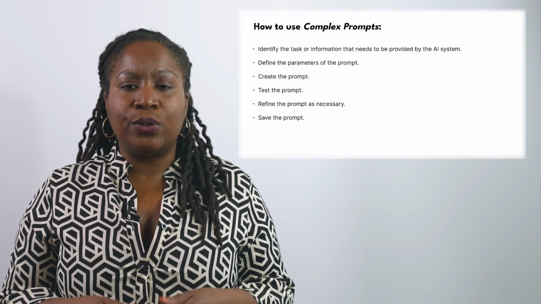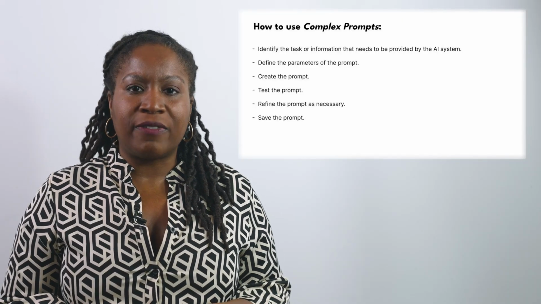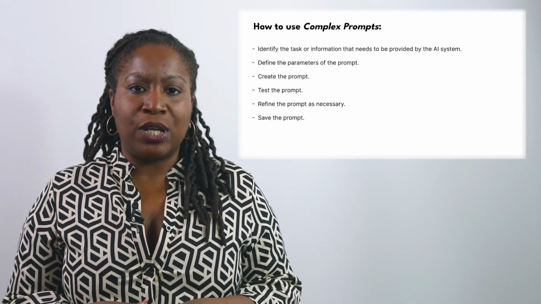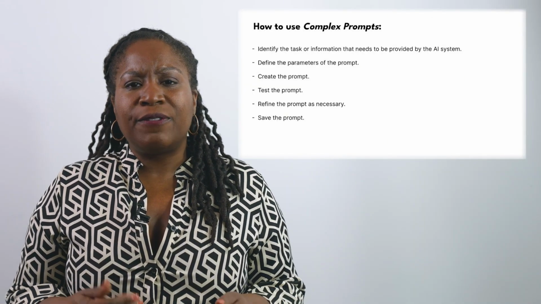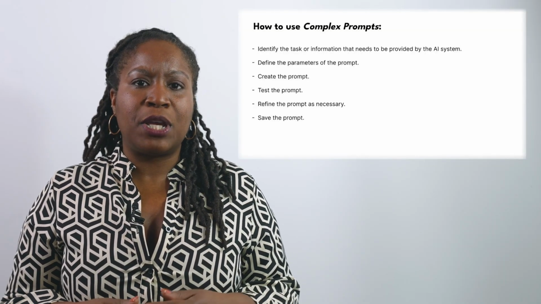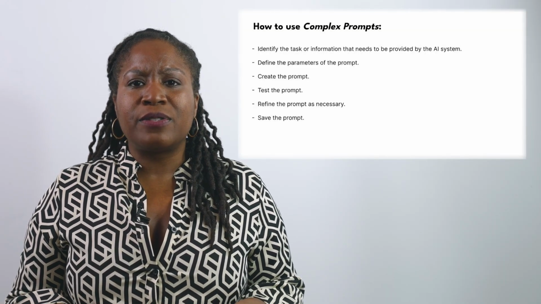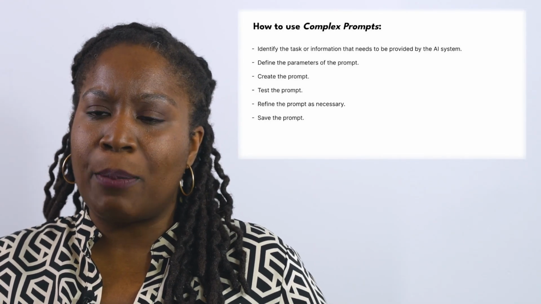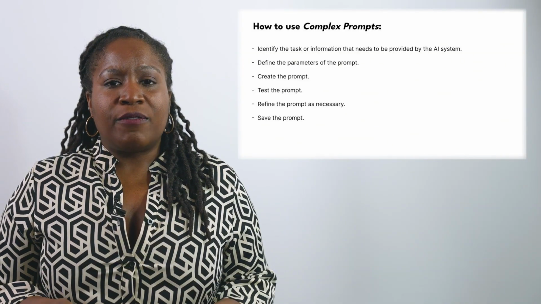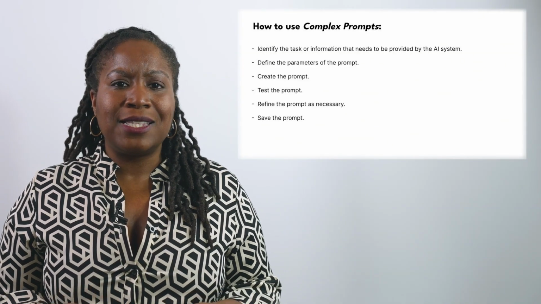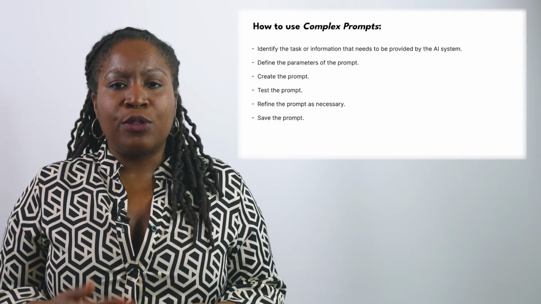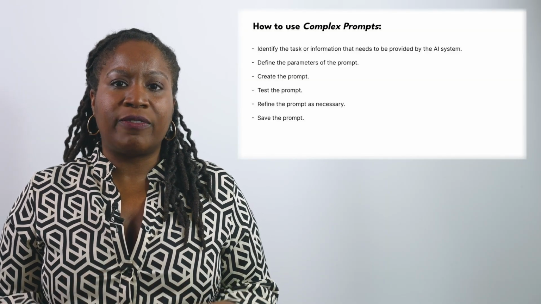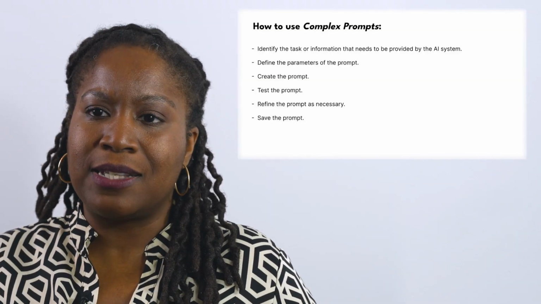These parameters include the type of information that needs to be provided, the format of the information, and any additional information that needs to be included. For example, if the prompt is to provide detailed information about a product, the parameters might include the product name, product category, and any additional information about the product. Once the parameters of the prompt have been defined, the next step is to create the prompt itself. The prompt should be clear and concise, and it should guide the AI system to provide the information or perform the task that is required.